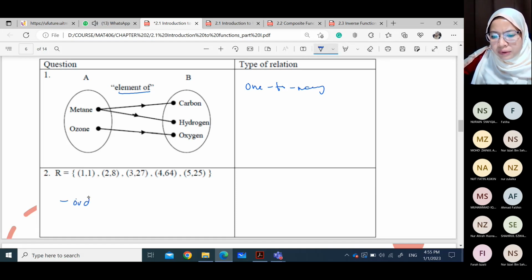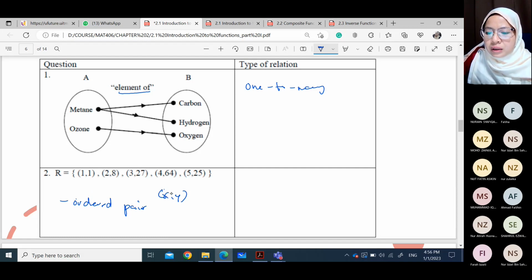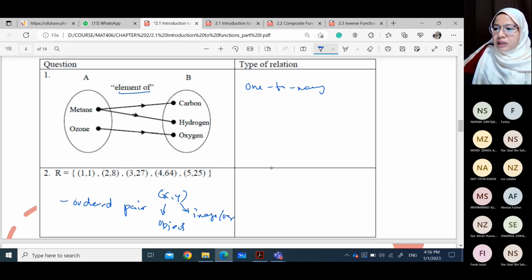So bila nak tulis dalam bentuk ordered pair ni, berhati-hati sebab katakan kita ada X dan juga Y, kita nak tulis dalam bentuk ordered pair. So X is object, so make sure X is object and Y is image ataupun range. Dia kena ikut dia punya order tu. Sebab tu kita panggil sebagai ordered pair.